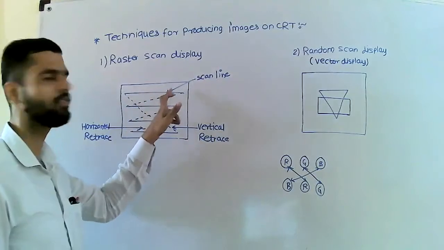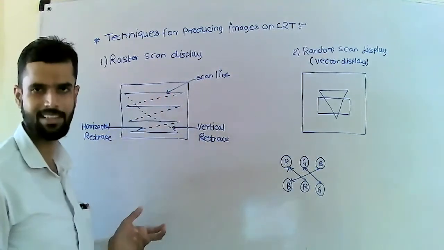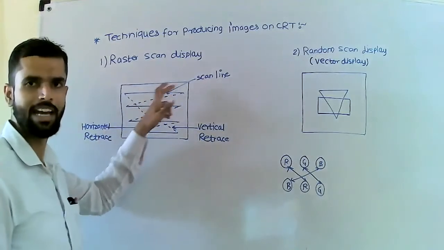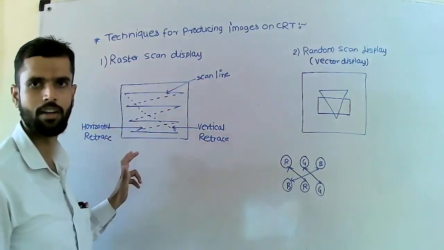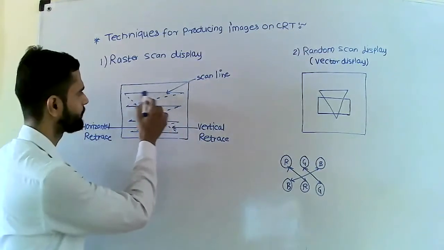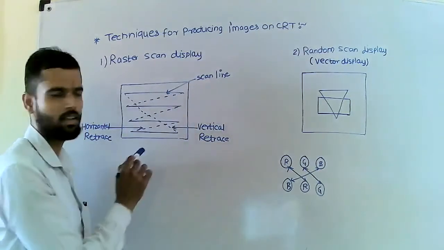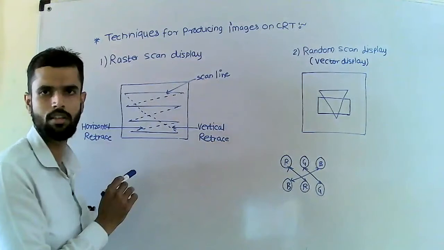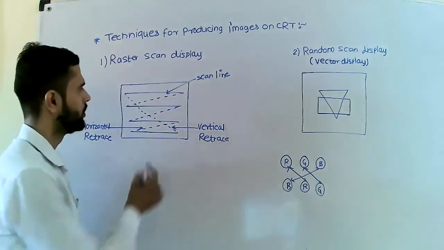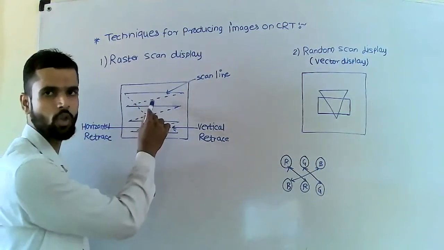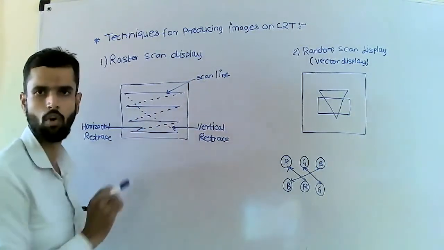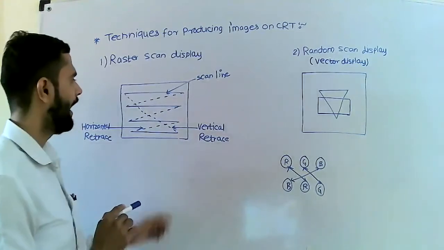As I have said, after scanning of the first line, it will move towards the next line. So that path is called horizontal retrace. Just like shown in this figure, scanning of the first line is done, then it will move towards the next line, then after that it will again move towards the next line. This is called horizontal retrace. That means it follows the horizontal path.